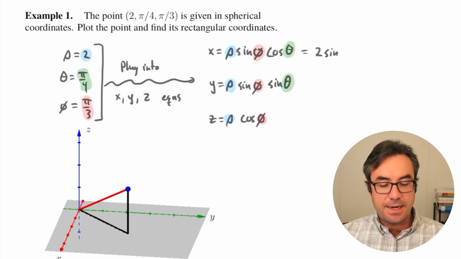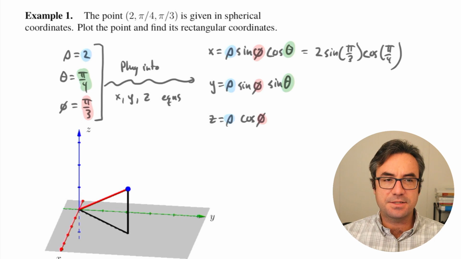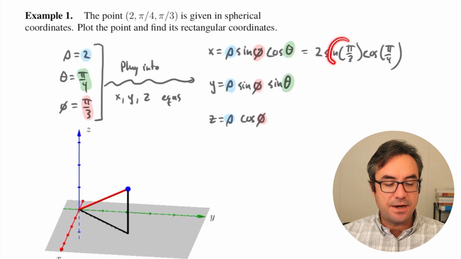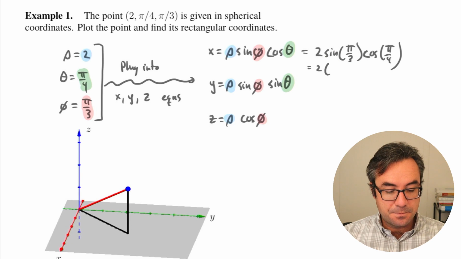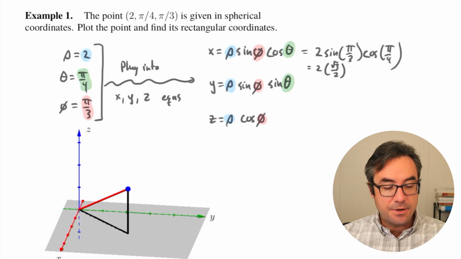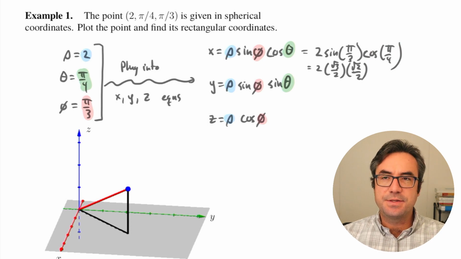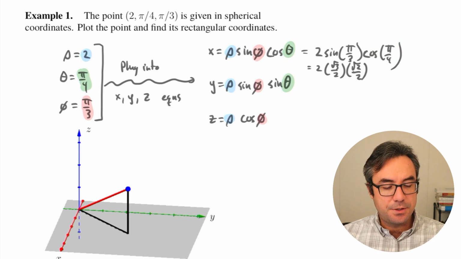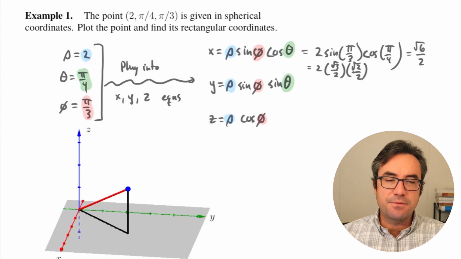2 times sine of pi over 3 times cosine of pi over 4 for x. And that actually simplifies. So sine of pi over 3 is square root 3 over 2. And then cosine of pi over 4 is square root 2 over 2. And this ends up simplifying to square root 6 over 2. So that's our x-coordinate.